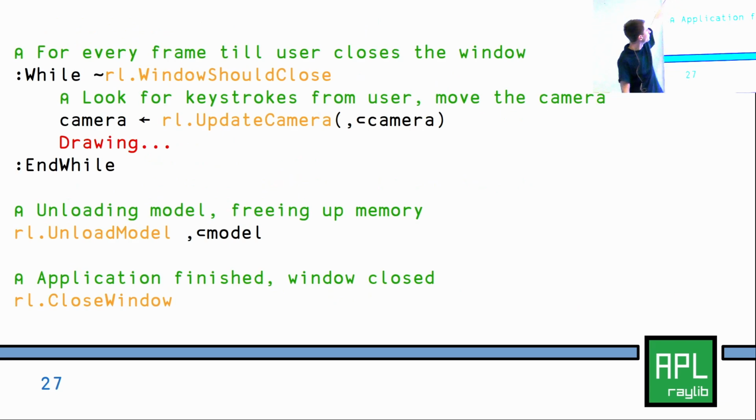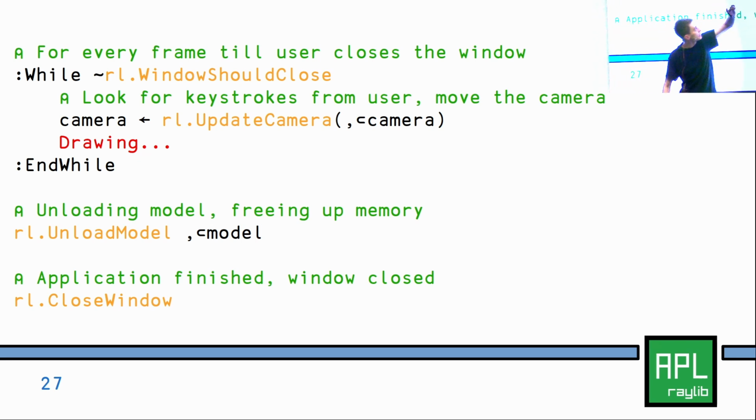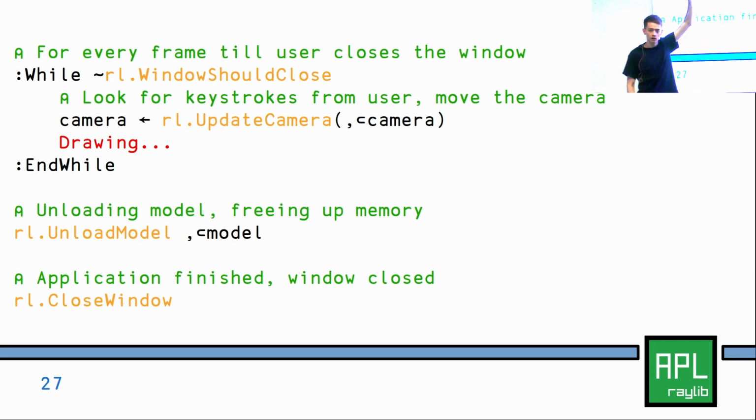I'm going to show you the layout, and then I'm going to show you what's in this red drawing place. Next slide. We're saying for every frame till the user closes the window, we're looking for the keystrokes from the user to move the camera. That's automatically handled by this update camera function, taking in a camera and giving it back. So we're redefining the camera, which has just a bunch of numbers in a list.